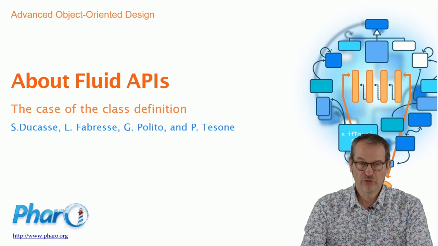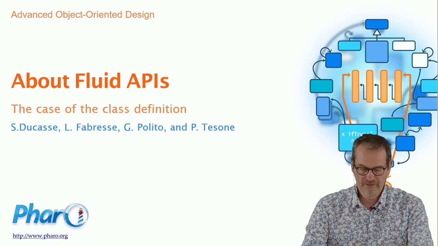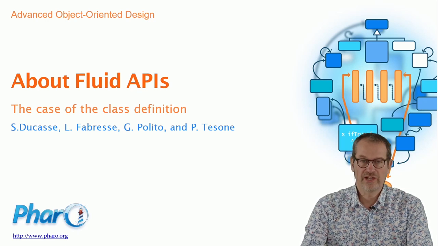In this lecture I will talk about fluid APIs. I think that there are really few lectures in the world on that, so that will be really interesting to see. What is this tool? And in particular we will look at the case for the class definition in Pharo as a concrete example.